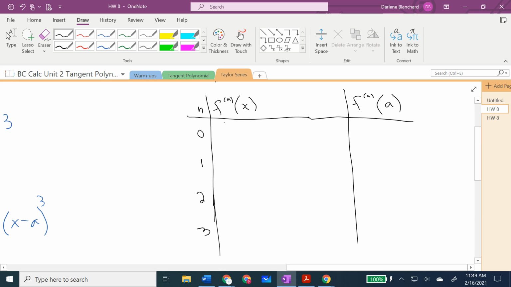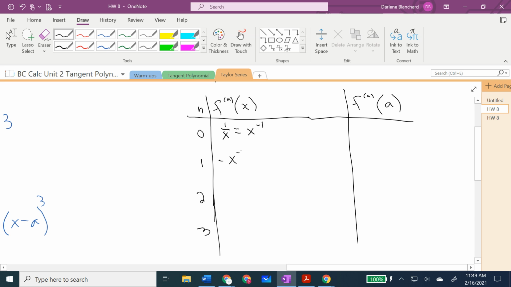We began with the function 1 over x, and that is the 0th derivative. I'm going to write it as x to the negative 1 to make the derivative easier to go through. So here we go. Derive away.